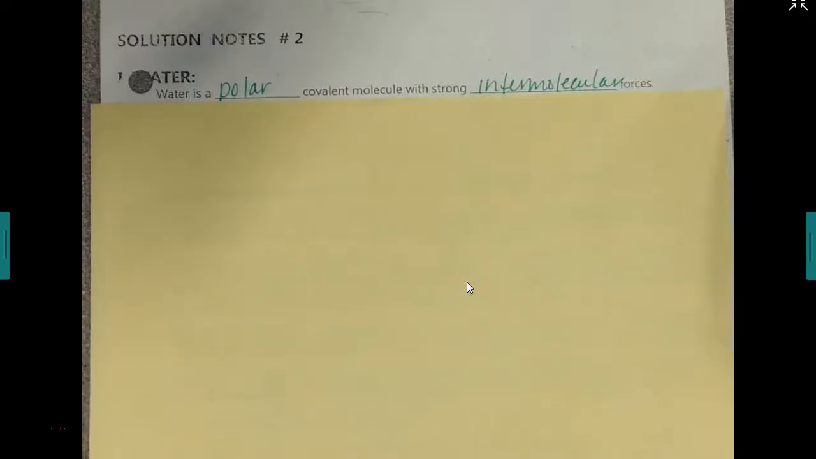Okay, so these are our water notes that we were going to go over today. Please follow along. Water is a polar covalent molecule with strong intermolecular forces.